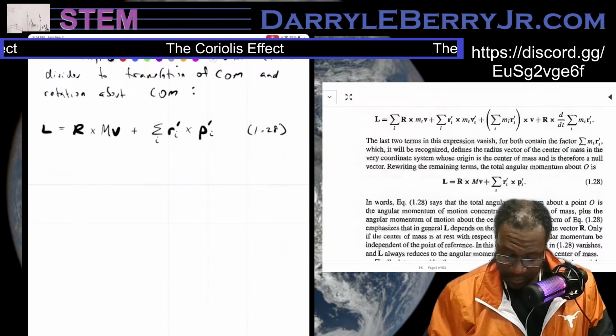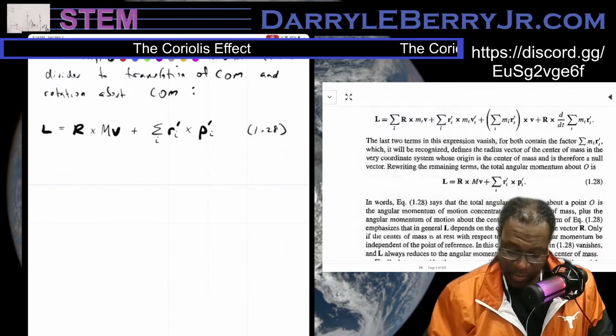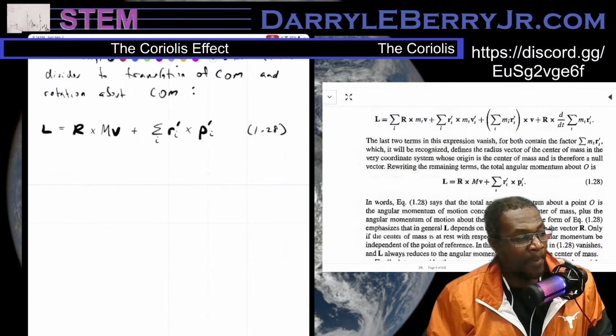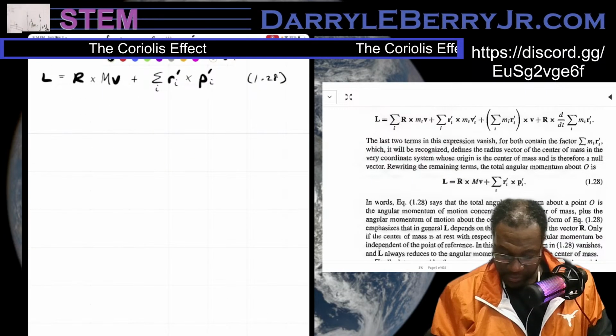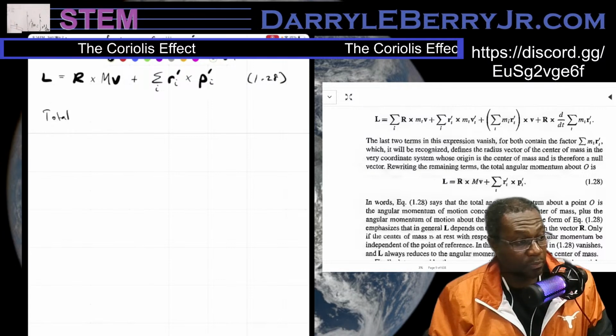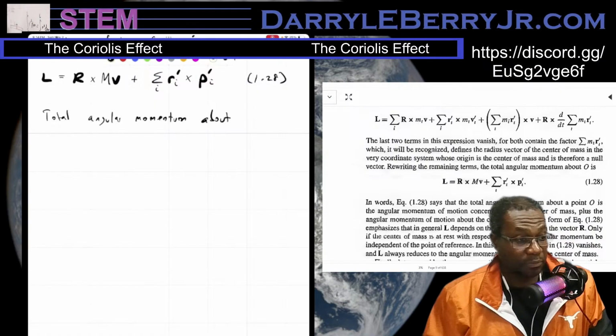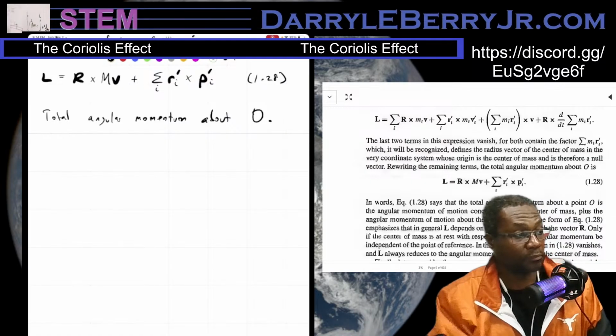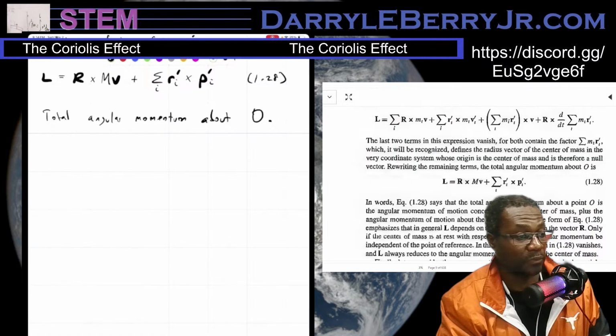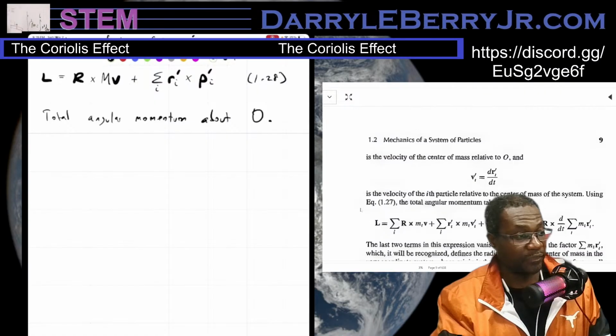This is the angular momentum: position cross the mass times velocity, position cross momentum. This is total angular momentum about... oh, I do vaguely remember this derivation type deal.